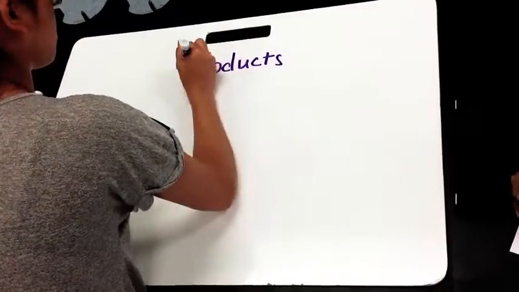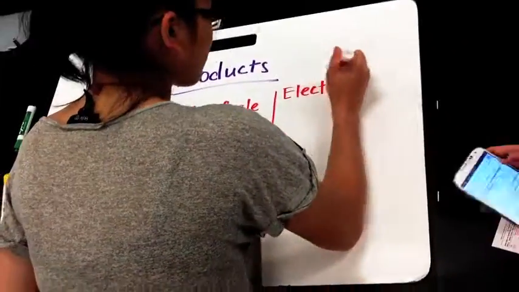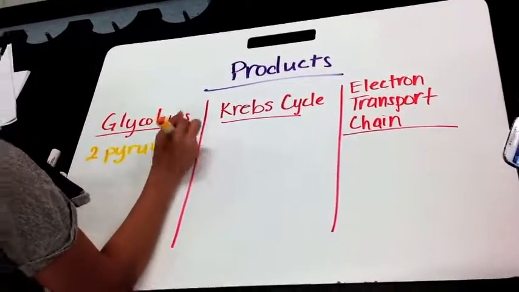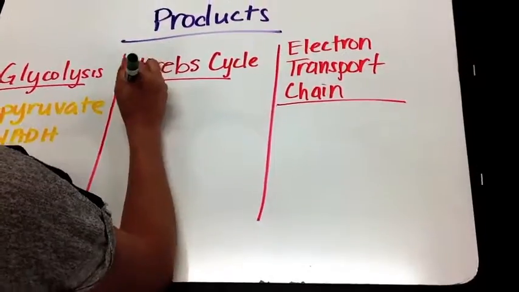Everything all rolled into one. The final products of glycolysis, the Krebs cycle, and the electron transport chain, which make up cellular respiration, are as follows. For glycolysis, 2-pyruvate, 2-NADH, and 2-ATP.